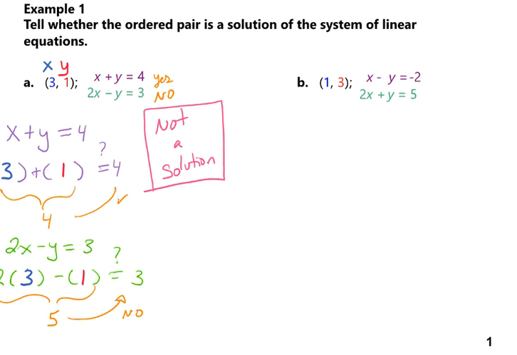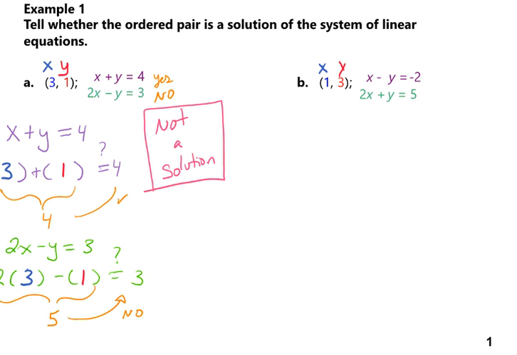So really it's all about plugging in your points and making sure that you get a yes for both equations. If one of your equations is a no, your answer is going to be no, it's not a solution. So I want you to try letter B on your own. Push pause and work out the problem, and then when you're done, push play, and let's see if you were right.